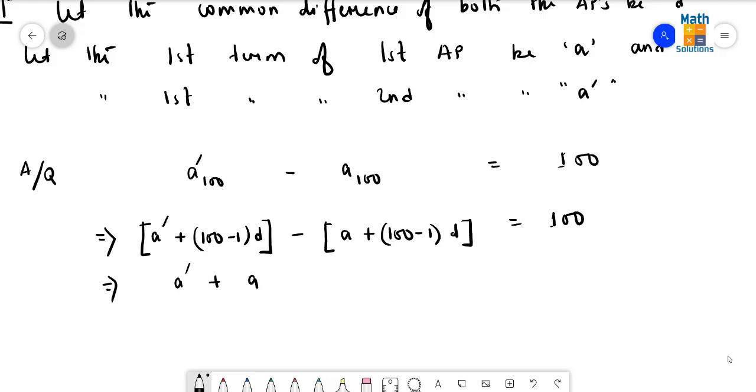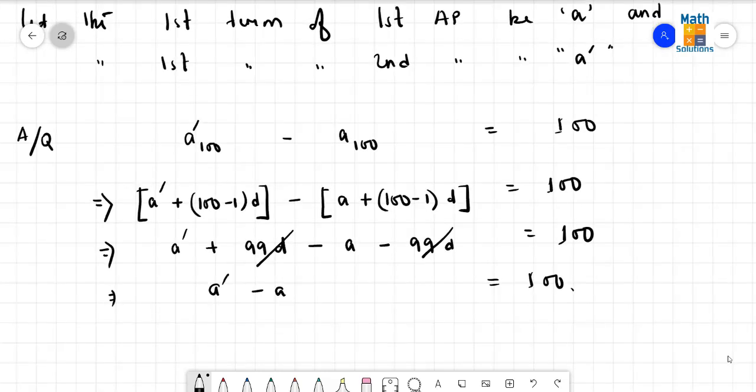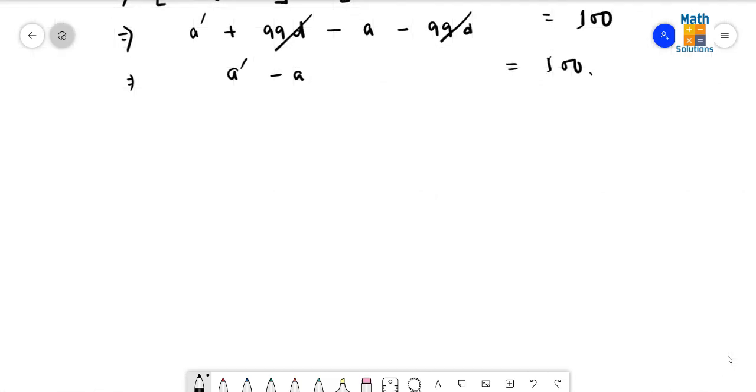So after this, what do I get? a dash plus 99d. In both the cases, I am using d as the common difference because both the APs are having the same common difference d. So after this, minus a minus again 99d, that is equal to 100. So plus 99d minus 99d got cancelled, and I get here a dash minus a is equal to 100. Next, it is our turn to find out the difference between their 1000th terms. So let us come to that part. We can further mark this as expression 1.